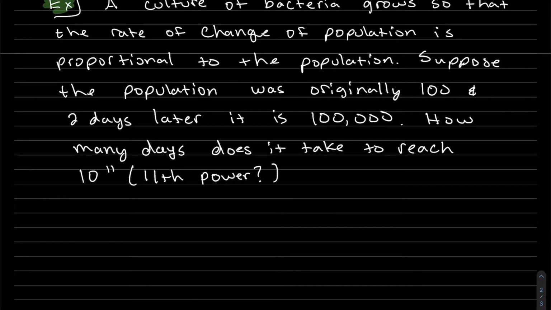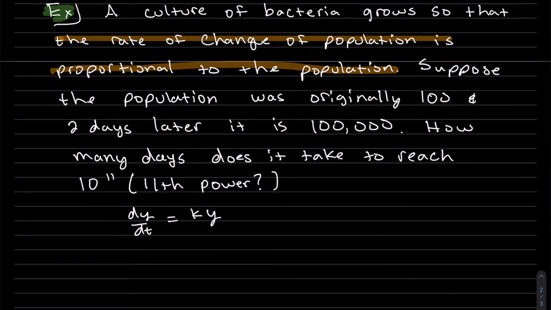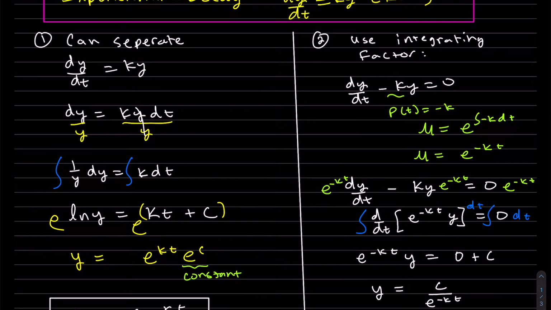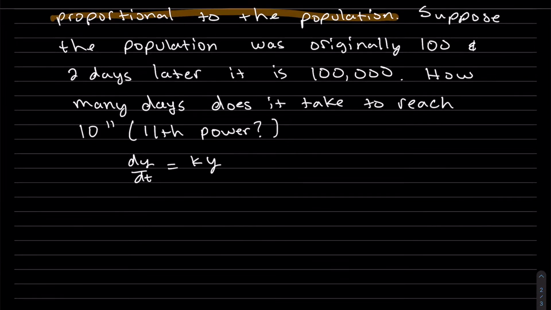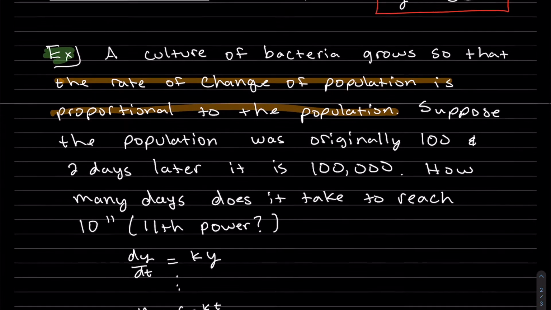So translating this again, the rate of change of population is proportional to the population. And we solved that twice just right there. So this comes down to y equals c e to the kt. We already solved it twice.